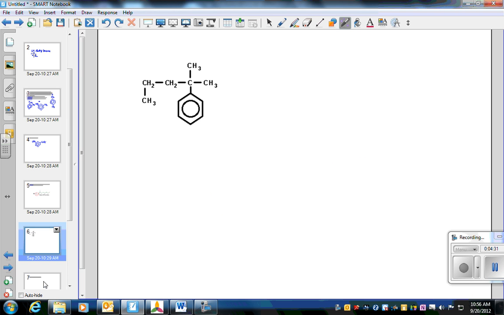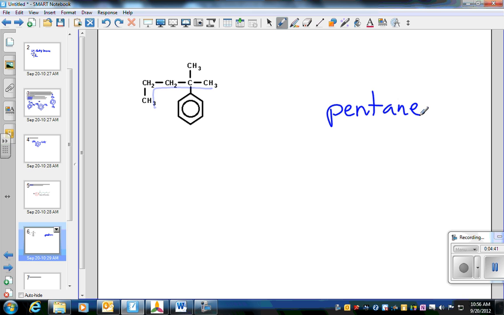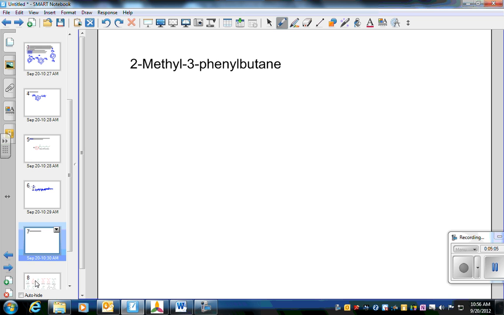Let's take a look at this one here. As we can see, we've got a parent chain running here, 5 carbons long. This is pentane. So we mark the parent chain pentane. On carbon 2, we've got a methyl and a phenyl group. So we would call this 2-methyl-2-phenylpentane. We notice that we put these in alphabetical order because they are both hydrocarbon branches.